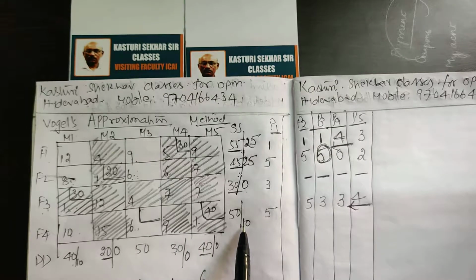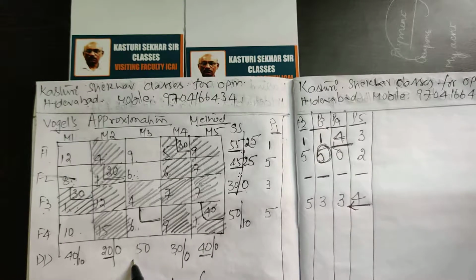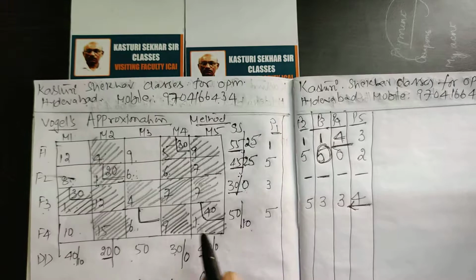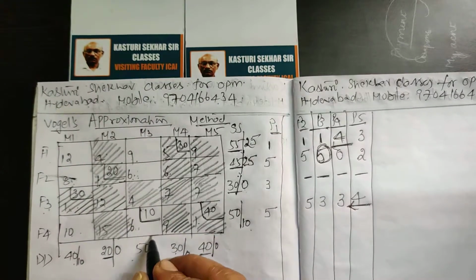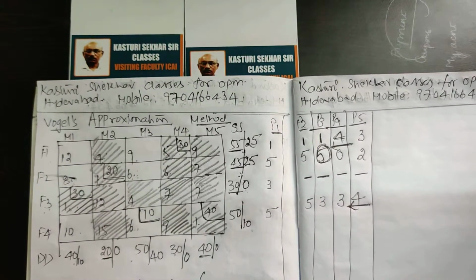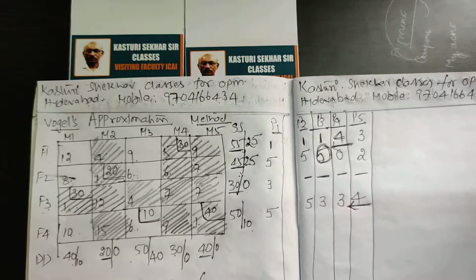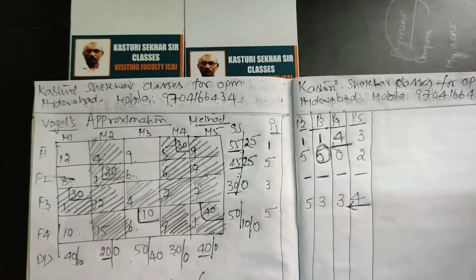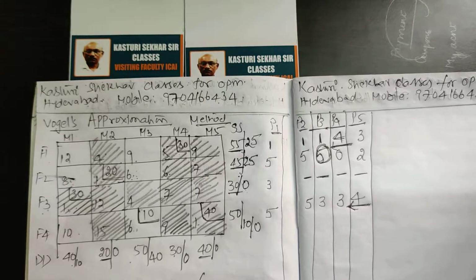How many units are required? 50 units are required, but I can supply 10 only. 10 units are supplied. The requirement is reduced to 40, and availability will become 0.